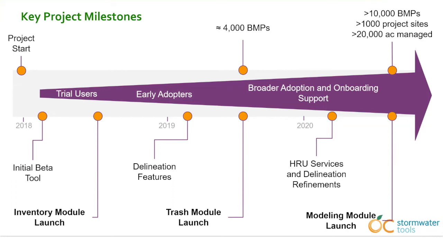I'd like to finish off with just some of our experiences with implementing the tool and kind of moving forward with the development from the Lake Tahoe program. We started in 2018 with the launch of our inventory module. At this point last year, we just launched the trash module and had inventoried roughly 4,000 BMPs in our system. As of today, as Austin just showed, we've rolled out the modeling module, and we've inventoried over 10,000 BMPs, 1,000 project sites, and we've got 20,000 acres managed in the system. Next slide.